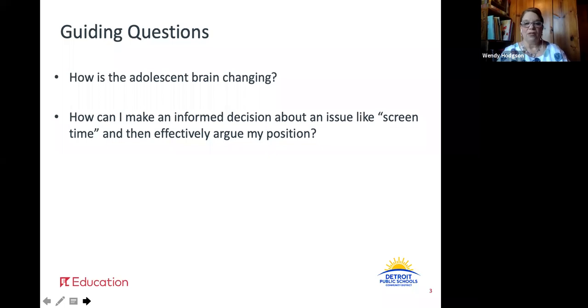The guiding questions around not just our lesson today, but our entire topic of study over the next many weeks is, number 1, how is the adolescent brain changing? And number 2, how can I make an informed decision about an issue like screen time and then effectively argue my position? This is what we're going to be reading about and writing about, thinking and talking over the next many weeks.